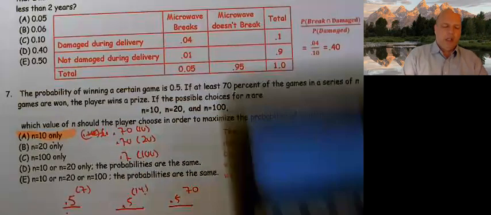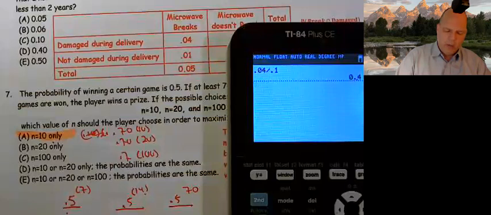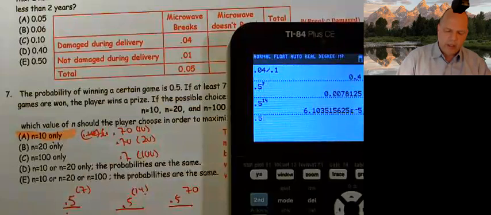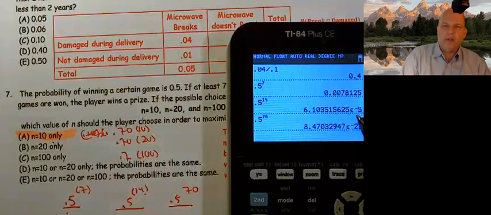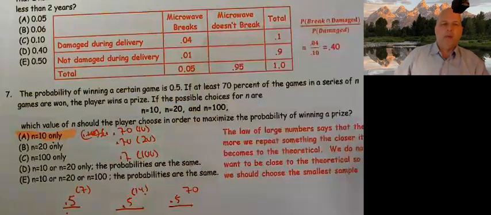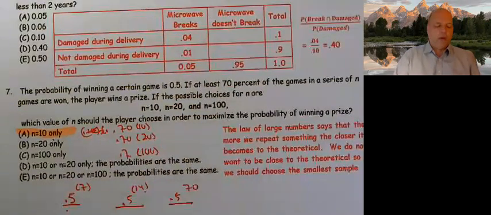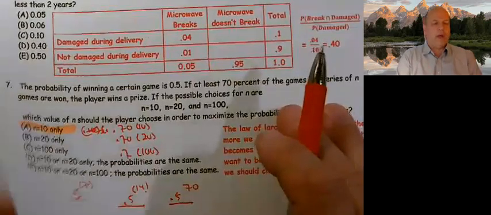If I take my calculator and check those out, I can go 0.5 to the 7th. Not very likely, but it's more likely than 0.5 to the 14th. And it's certainly more likely than 0.5 to the 70th. As you can see, those numbers are getting substantially smaller the more times I play it, because I'm getting farther and farther away from the theoretical.